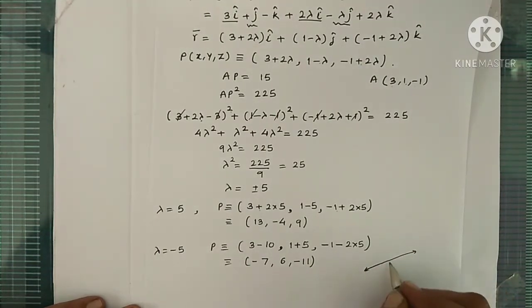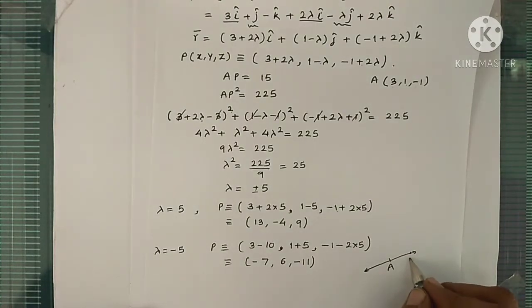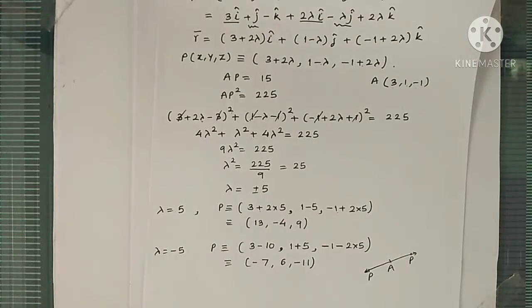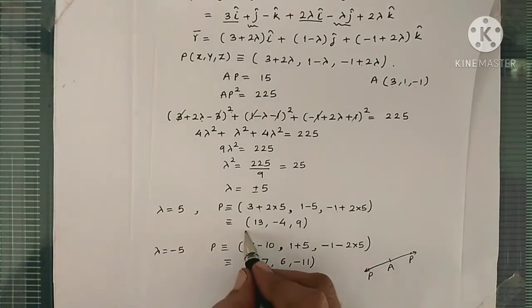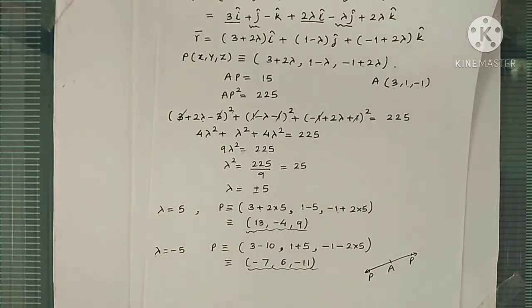So if point A is like this, then we have 2 points on the line which are at a distance of 15 from point A, one on either side of A. So we have those points as (13, minus 4, 9) and the second one is (minus 7, 6, minus 11).